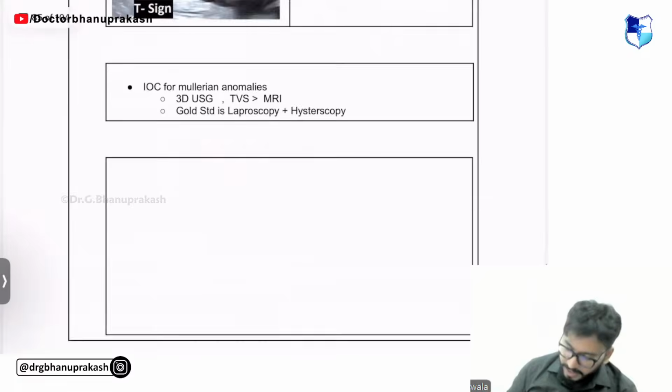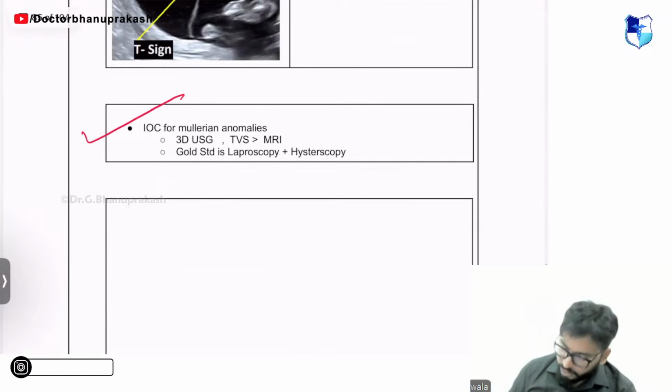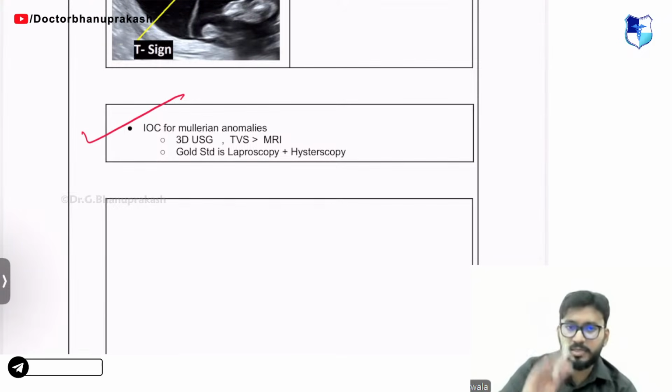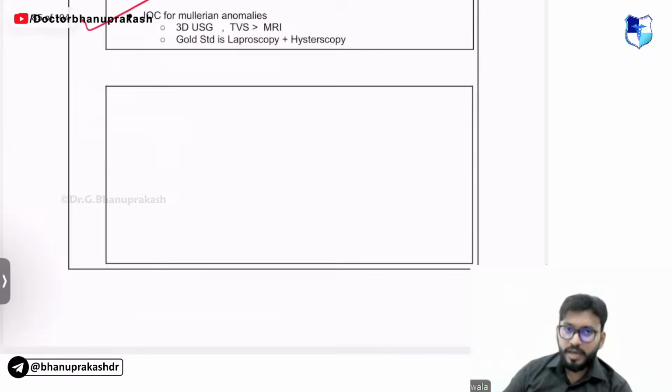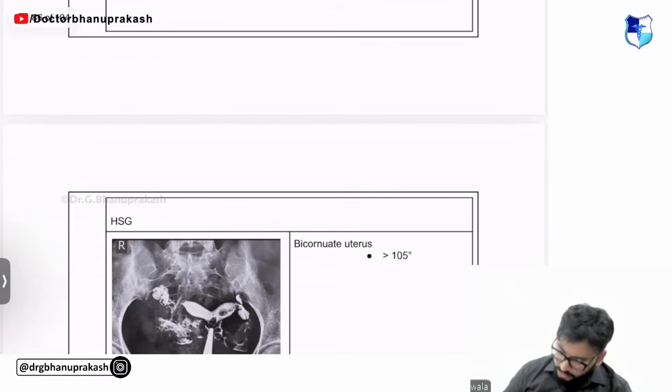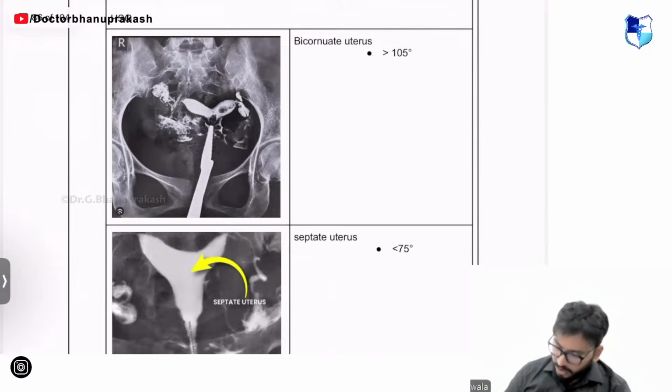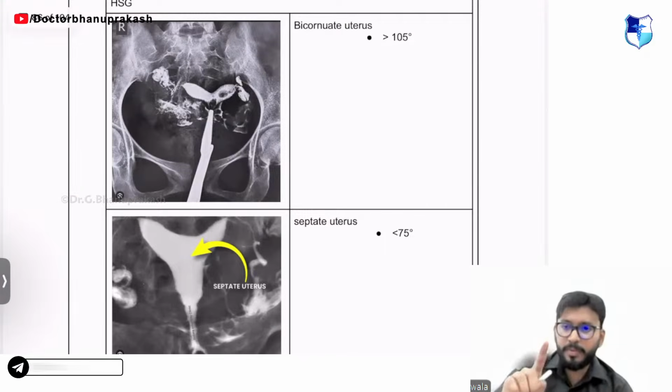Okay, just one important point, guys. Just remember this, the table. Investigation of choice for Mullerian anomalies: 3D USG more than MRI. Gold standard is laparoscopy plus hysteroscopy. HSG. Okay, just 2 points I need to remember.